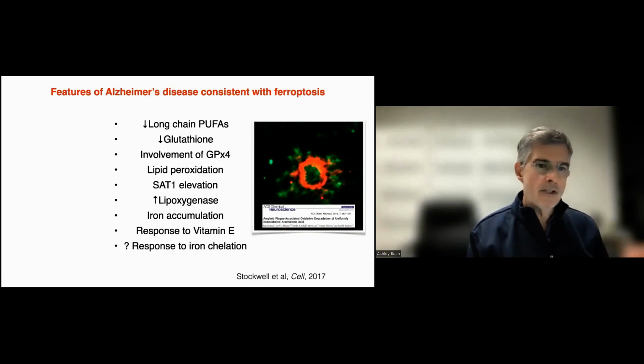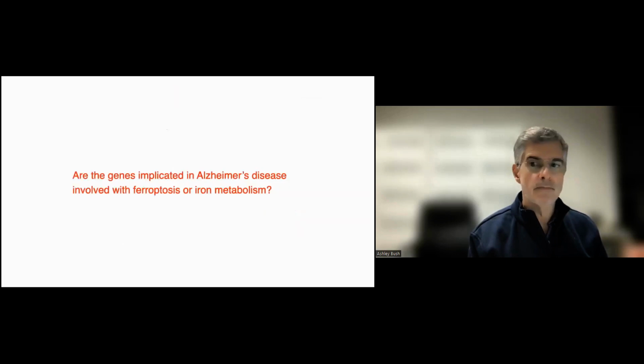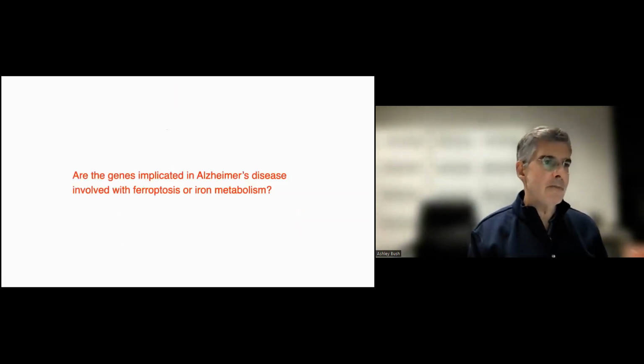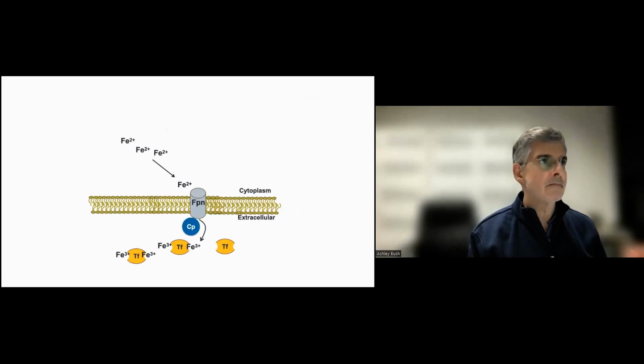This is an illustration from a paper from Paul Axelson's lab, which shows an amyloid plaque that has been stained in red for 4-hydroxynonenal, which is a lipid peroxidation product, to illustrate how vividly lipid peroxidation is associated with the proteinopathy of Alzheimer's disease. So we've been investigating the possibility that the genes implicated in Alzheimer's disease are involved with ferroptosis or iron metabolism.